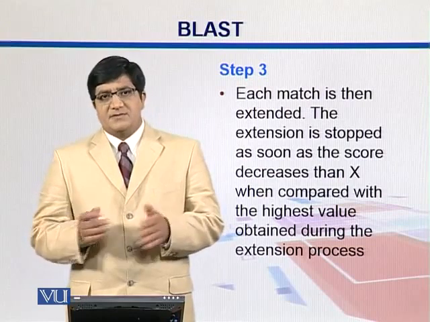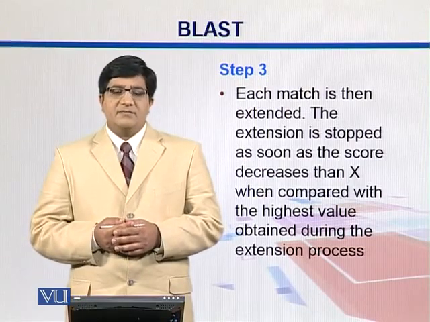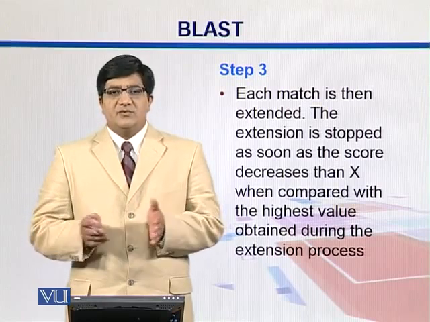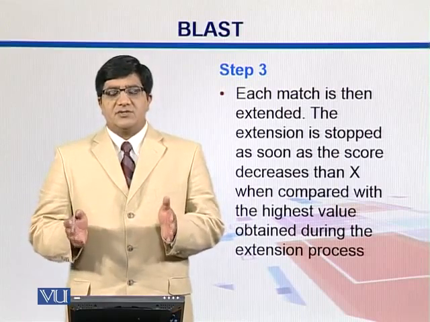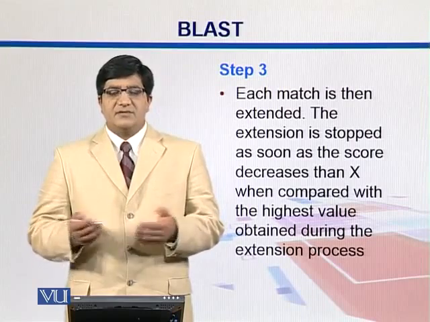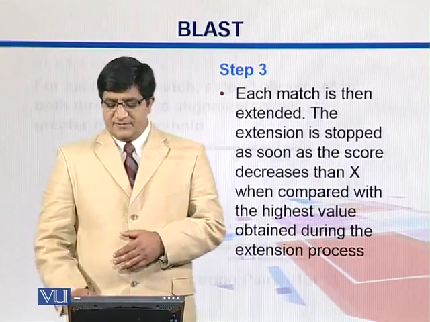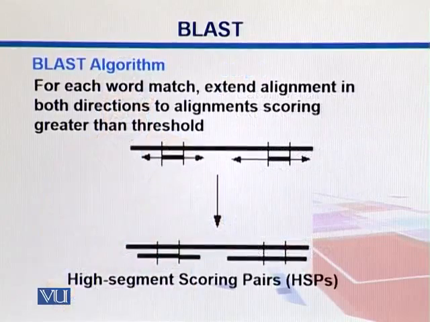alignments in both directions. Where do we stop? If our extensions keep moving in such a way that we are getting scores greater than some threshold, then we are fine, but if they are scoring less than that, we stop there. So here is how it works. We can see it again.